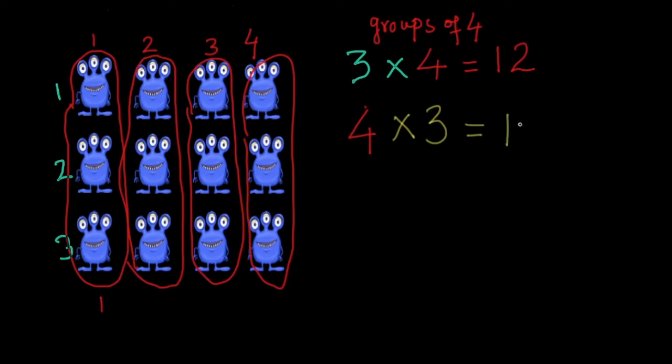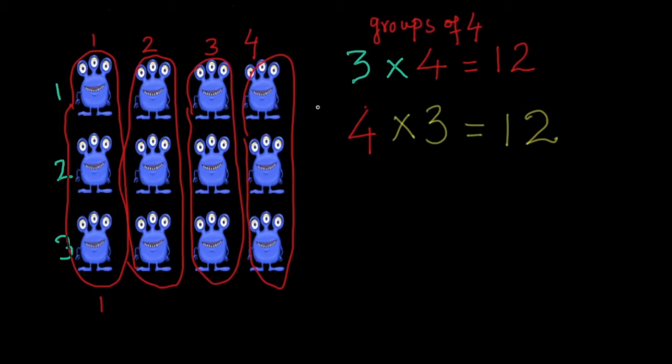4 times 3 is going to give us, what is it going to give us? It's going to give us 12. So if we swap numbers, even then we will be getting the same answer. This is called the commutative property of multiplication, that you can multiply these two numbers in any order and you will get the same answer. That means you can say 3 times 4 is 12 and 4 times 3 is 12.